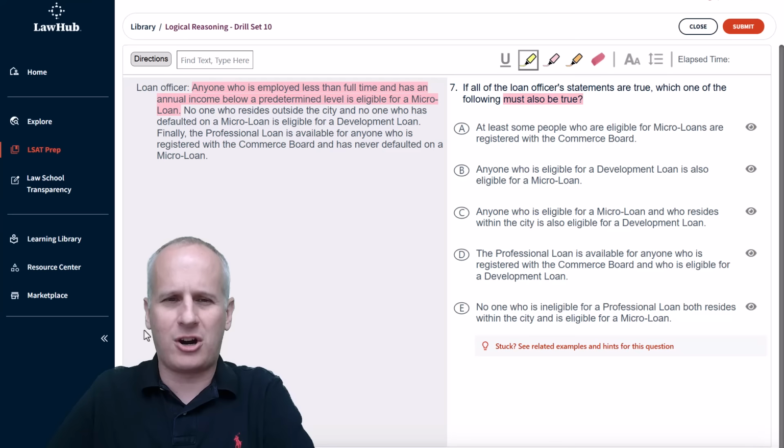And now we'll change our highlight color. No one who resides outside the city and no one who has defaulted on a microloan is eligible for a development loan. So we've got basically what keeps you from being eligible for a development loan. Now we'll move to our orange color. Finally, the professional loan is available for anyone who is registered with the Commerce Board and has never defaulted on a microloan. So we'll highlight that in orange.